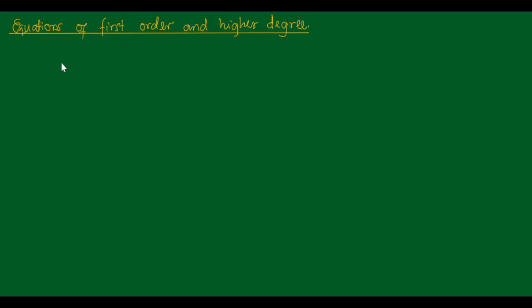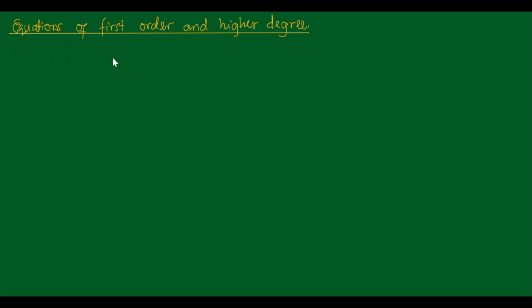Hello everyone. In this video, we'll be talking about equations of first order and higher degree. Just as the name suggests, this refers to differential equations where the derivative of y with respect to x is in a higher degree. To understand what the degree of a differential equation means, you can refer to the video on Picard's iterative method, where the order and degree of differential equations have been explained.